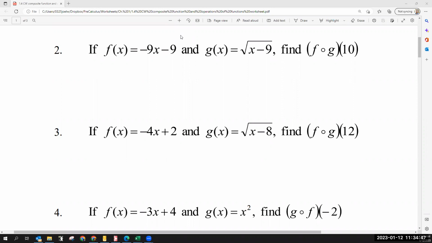All right, which one is my outside function? F. So I'm going to write F of -9, parentheses. What goes inside my parentheses? I'm going to go ahead and combine steps a little bit and say square root. I'm just going to put parentheses -9 because I know I have to put a value in for x. And yes, we're going to put 10 in.